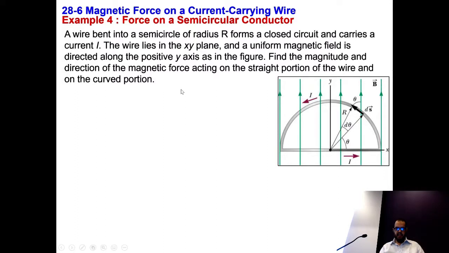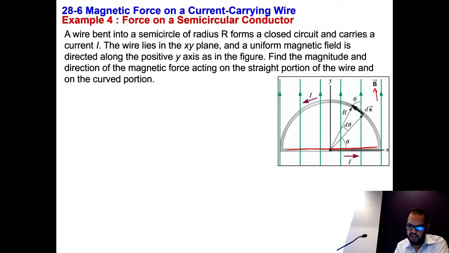Okay, so here is a problem. We have a wire that is bent into a semicircle of radius r and forms a closed circuit and carries a current I. So we have a current I flowing through the straight portion of the wire and also through the curved portion. The wire lies in the XY plane, and a uniform magnetic field is directed along the positive y-axis as shown in the figure. So this is the direction of the magnetic field vector. Find the magnitude and direction of the magnetic force acting on the straight portion of the wire and on the curved portion of the wire.